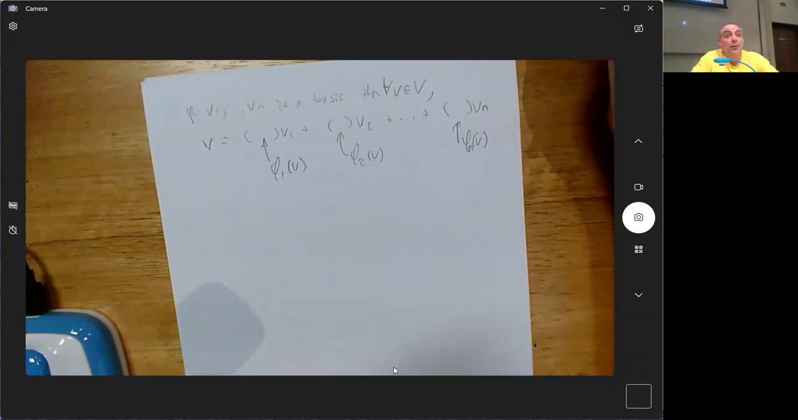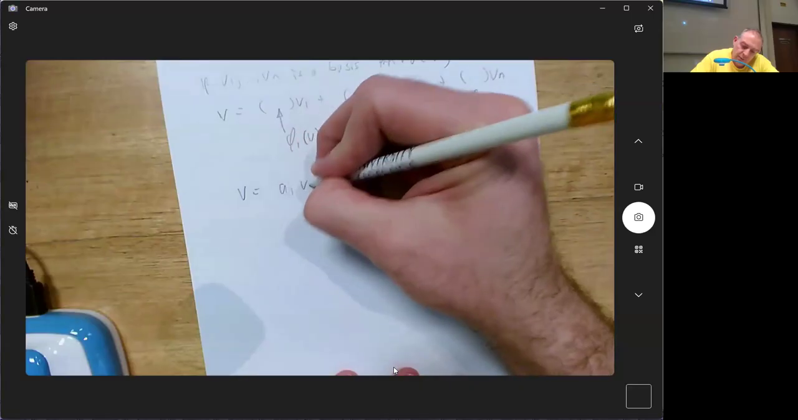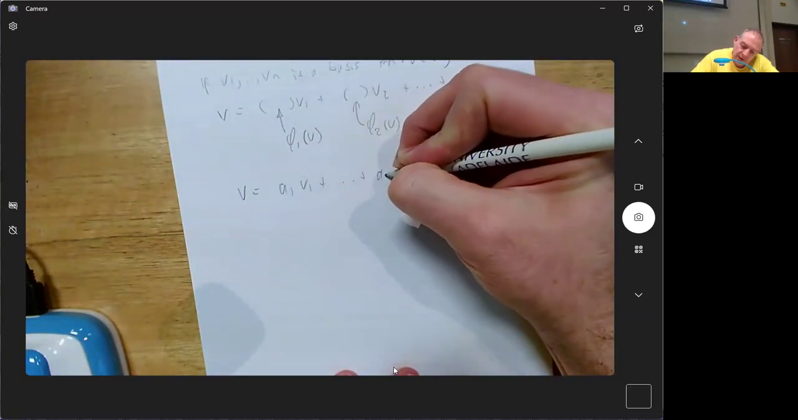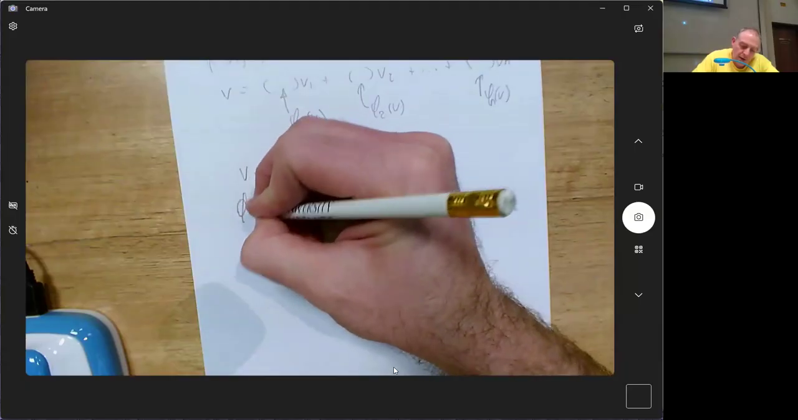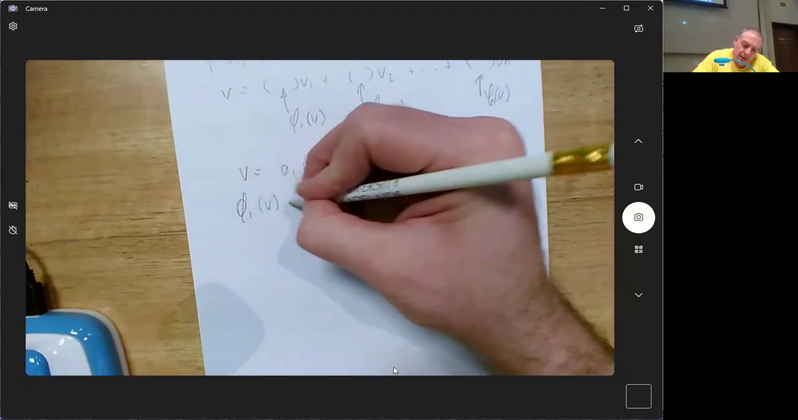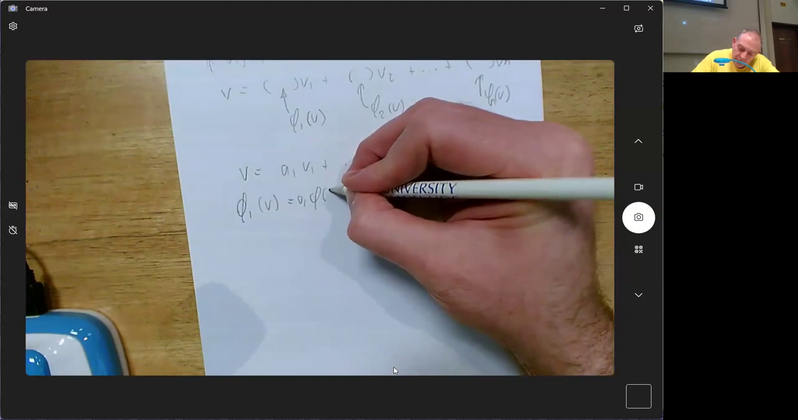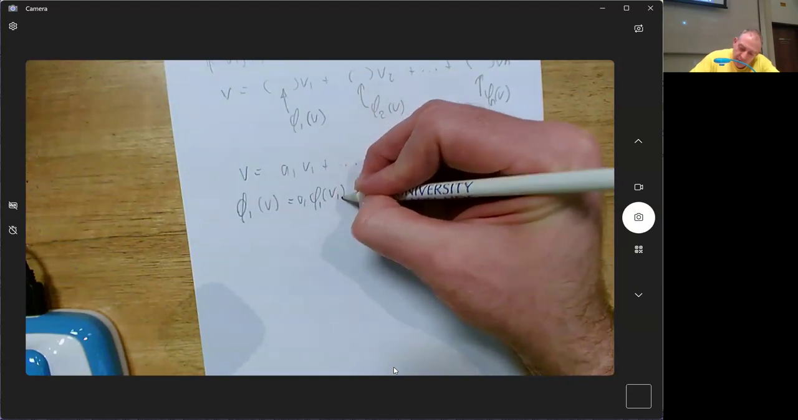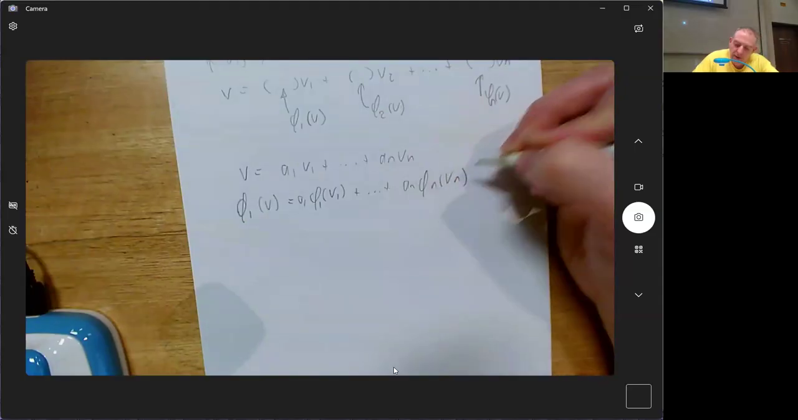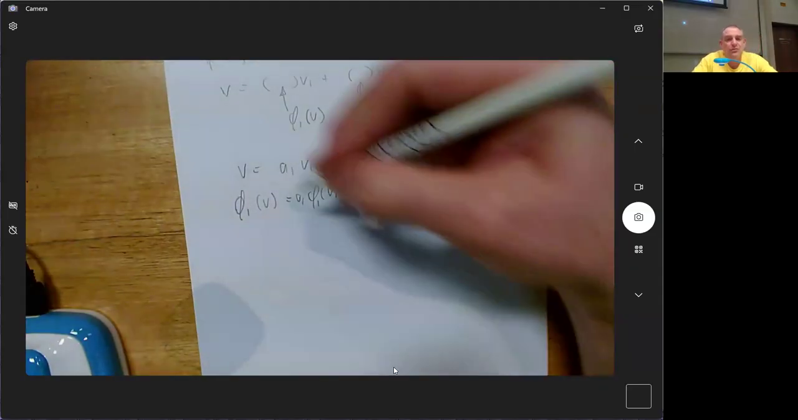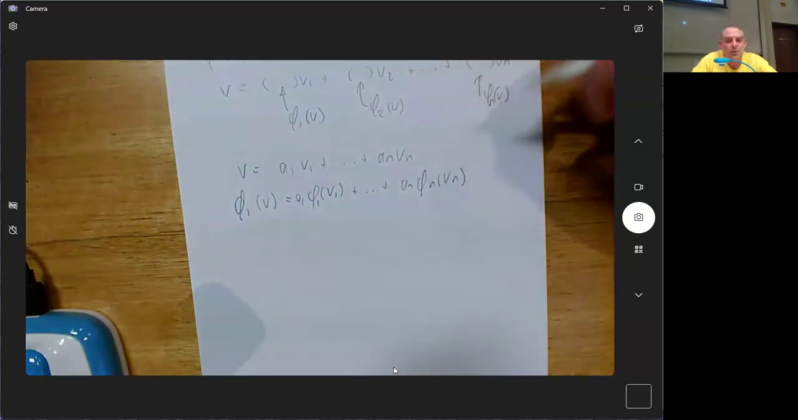Well, because you set it up that way. So if V is something times V1 up to something times Vn, then if I do phi 1 of V, I'll get A1 times phi 1 of V1 plus blah blah blah plus An times phi n of Vn, because with linear transformations you can just do that. You can pull out the coefficients and separate them over plus.